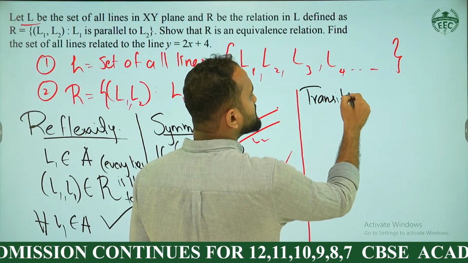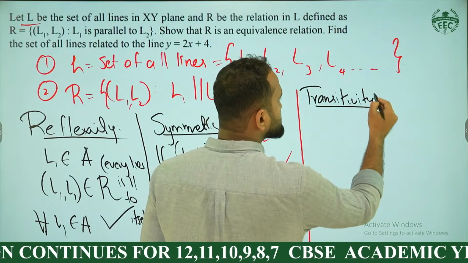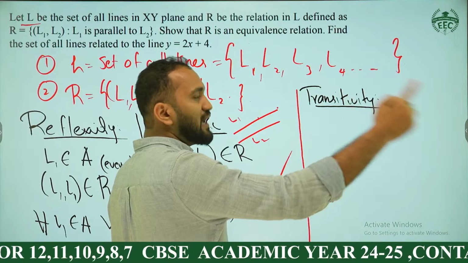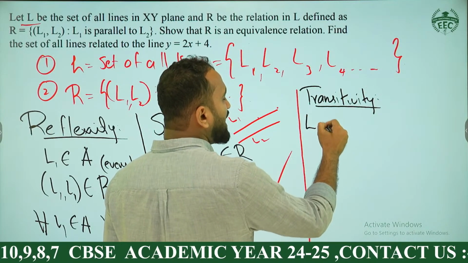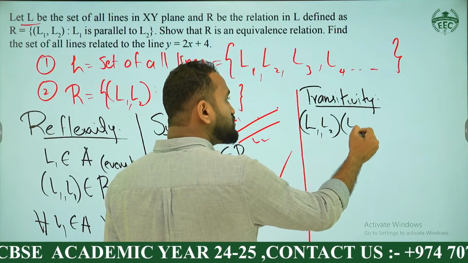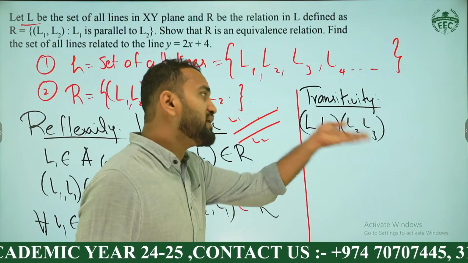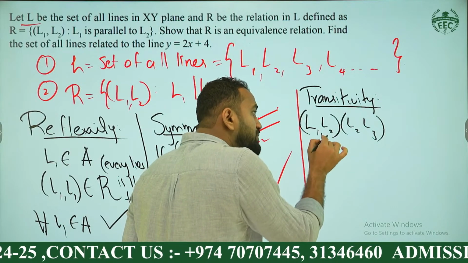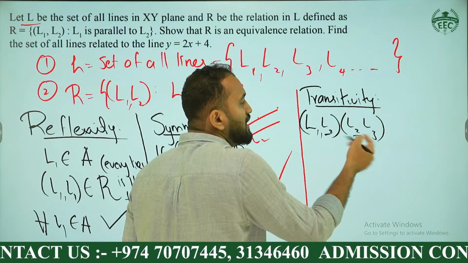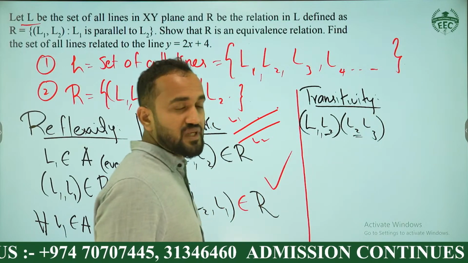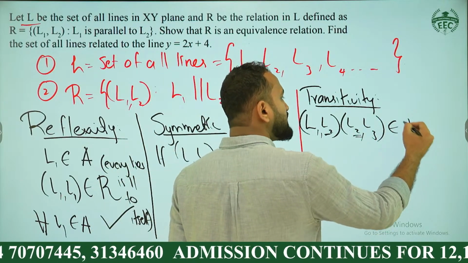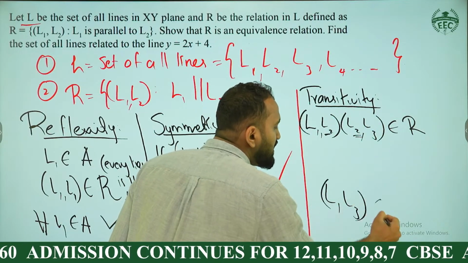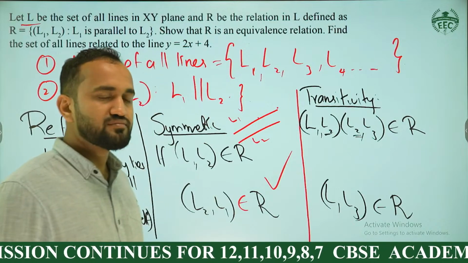For defining transitivity, you must deal with 3 lines. What are the 3 lines, guys? The 3 lines are L1, L2, L3. If I'm saying that (L1, L2) and (L2, L3), that is, (A, B) and (B, C), something starting with the same thing, L2, then (L2, L3). If these two pairs are there in the relation R, then tell me whether the transitive pair, that is (L1, L3), is there in the relation or not.